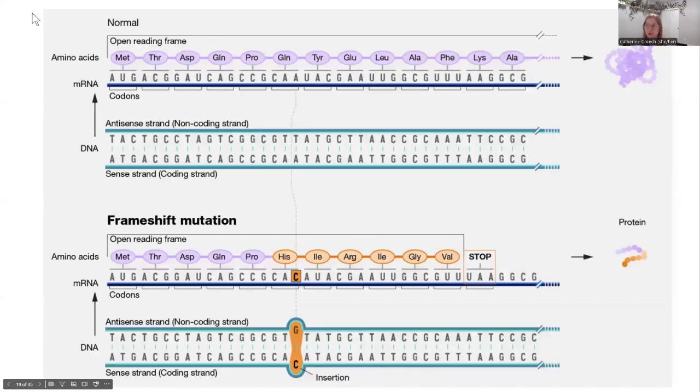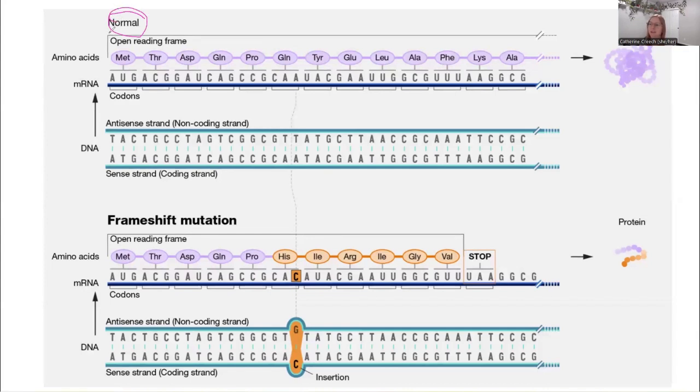Here's another visual of a reading frame mutation that's showing the amino acids. Up here, I have a normal, unaltered piece of DNA. Here's the reading frame. This is the part of the DNA that I'm using to make amino acids. I have my DNA strand here. I've got my coding strand and my non-coding strand. That's also referred to as the template strand.